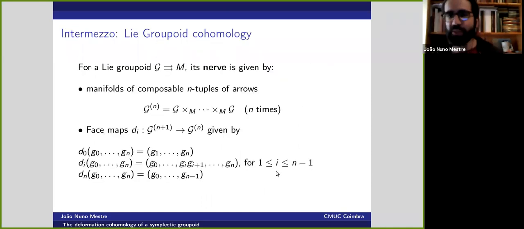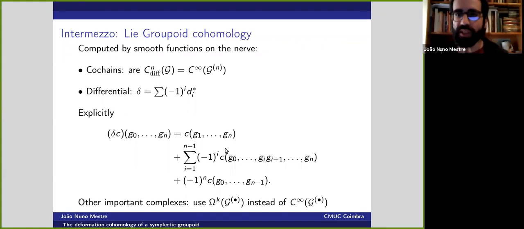I'll give you a very short intermezzo with a bunch of cohomologies that we'll use. So just to set notation, as you might know, for any Lie groupoid, we can form a simplicial manifold called its nerve, which has as simplices manifolds of composable n-tuples of arrows. So Gn gives us the space of n-tuples of composable arrows, and the usual face maps that either forget the first or the last arrow or multiply some arrows in the middle.